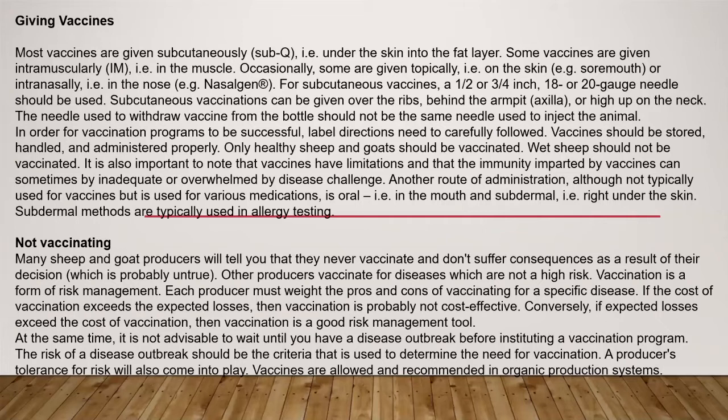Typically, if you're giving subcutaneous vaccinations, you're going to use a 1/2 inch or 3/4 inch, 18 or 20 gauge needle. Subcutaneous vaccination should be given over the ribs, behind the armpit, or high up on the neck. Whenever you're drawing your vaccine from your vial, you want to use one needle for that, and it's not the same needle used to inject the animal. That way you don't get cross-contamination into the actual vaccine vial.